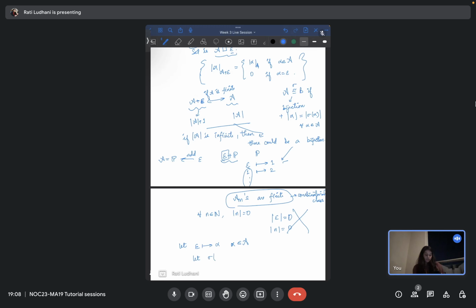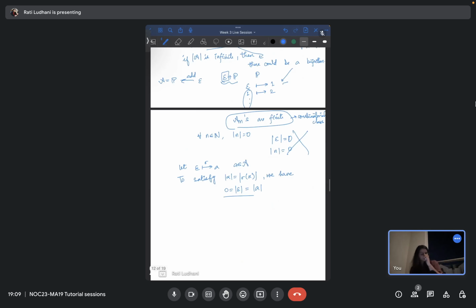Now to hold this property, to satisfy this, for simplicity let's write A, it will not get confused. So you have this, to satisfy this we have size of this is equal to size of this, which should be 0. Okay, so you know that this should be 0.